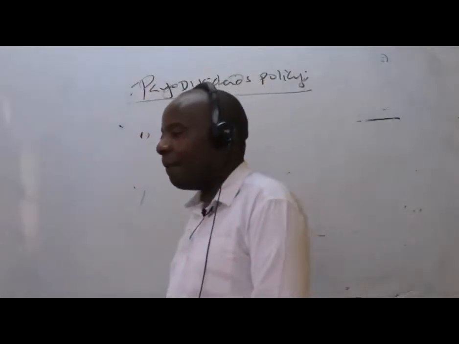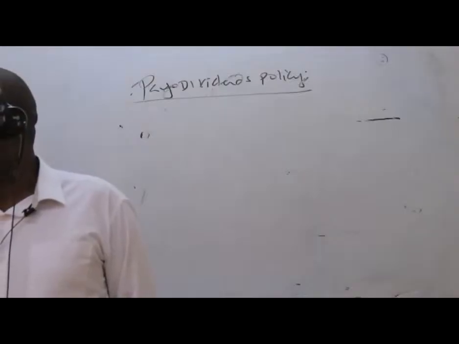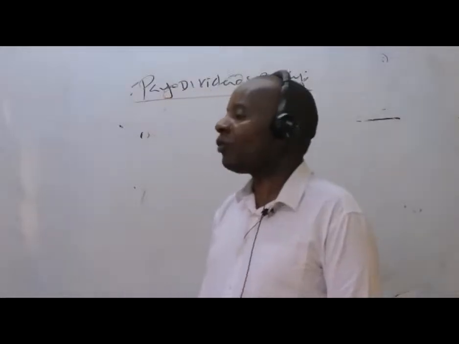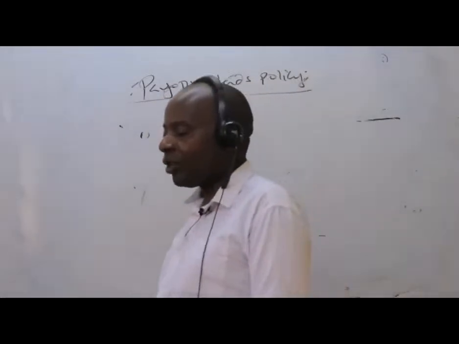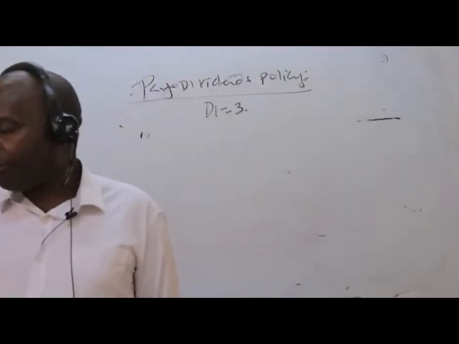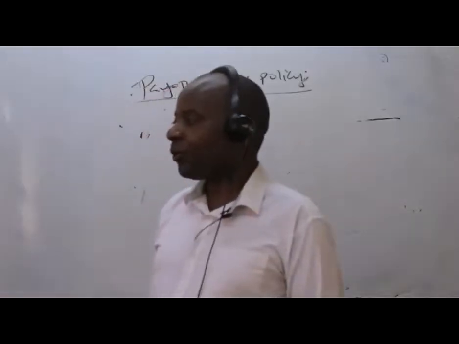So I'm giving you a minute, you try that. Remember, we are paying dividends of how much? We are paying dividends of 3. So D1 is 3. I'm giving you exactly 2 minutes. You try doing that as we wind up this class.